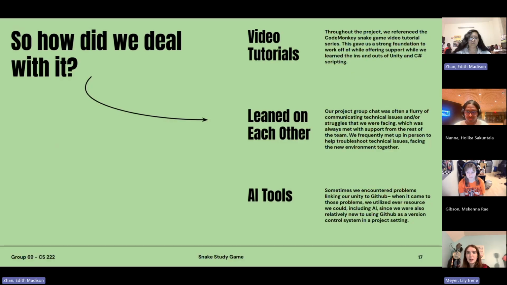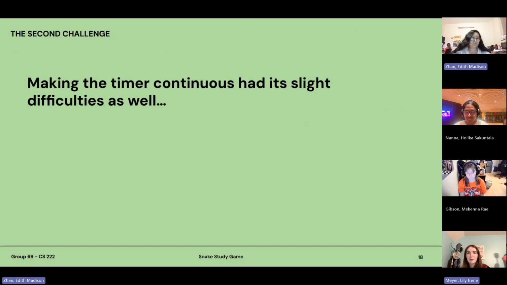And the third way that we navigated this was through the use of AI tools. Sometimes we encountered problems linking our Unity to GitHub. When it came to those problems, we utilized every resource we could, including AI, since we were relatively new to using GitHub as a version control system in a project setting. I know that I personally also used AI tools to write some of the test cases since we were also unfamiliar with the testing framework.